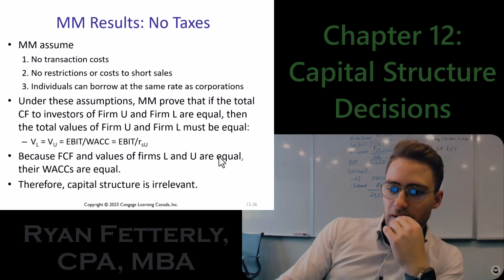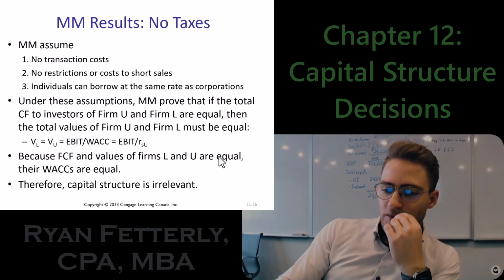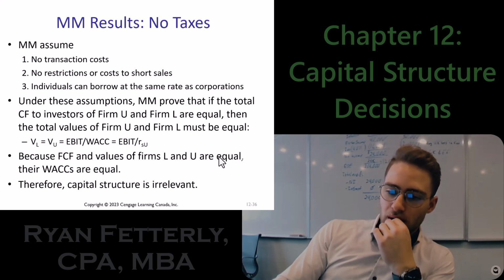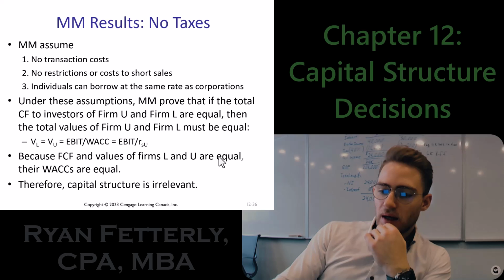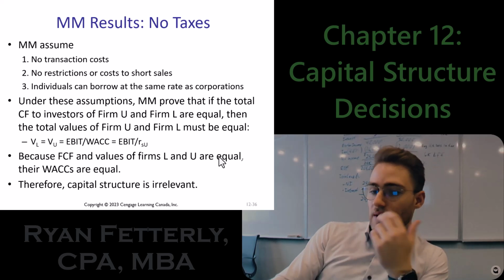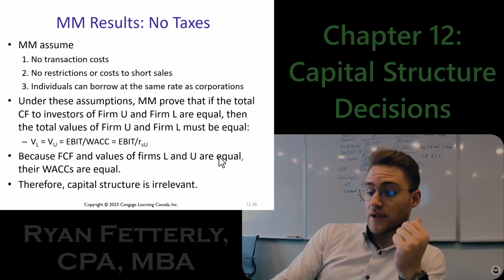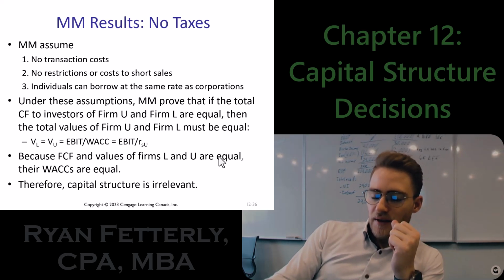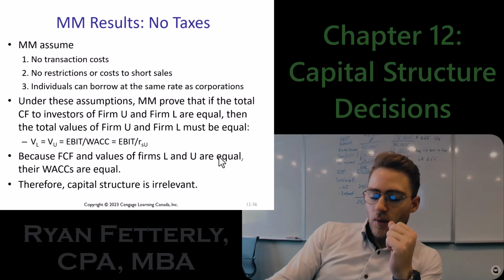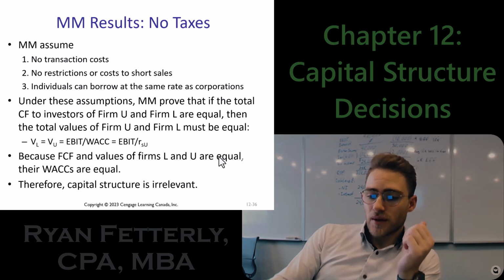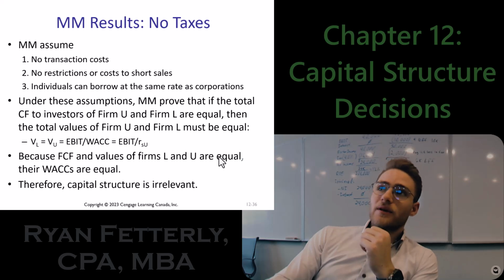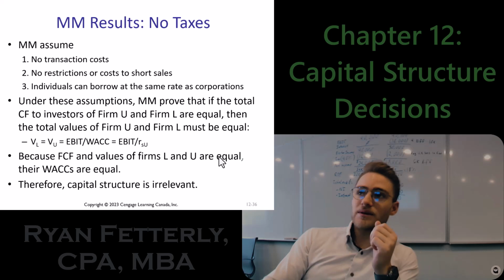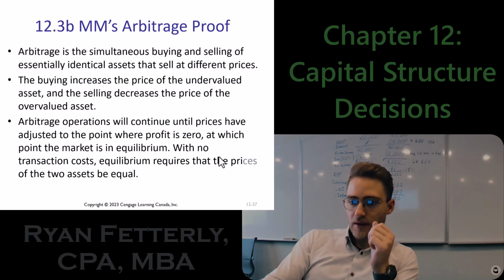So the result, basically under these assumptions, the Miller model proved that if the total cash flow to investors for the unleveraged firm and the leveraged firm are equal, then the total value of the unleveraged and leveraged firms would be equal. Because free cash flows and values of firm L and U are equal, their weighted average costs of capital are also equal. Therefore, capital structure is completely irrelevant if we don't have tax implications of being able to deduct interest.